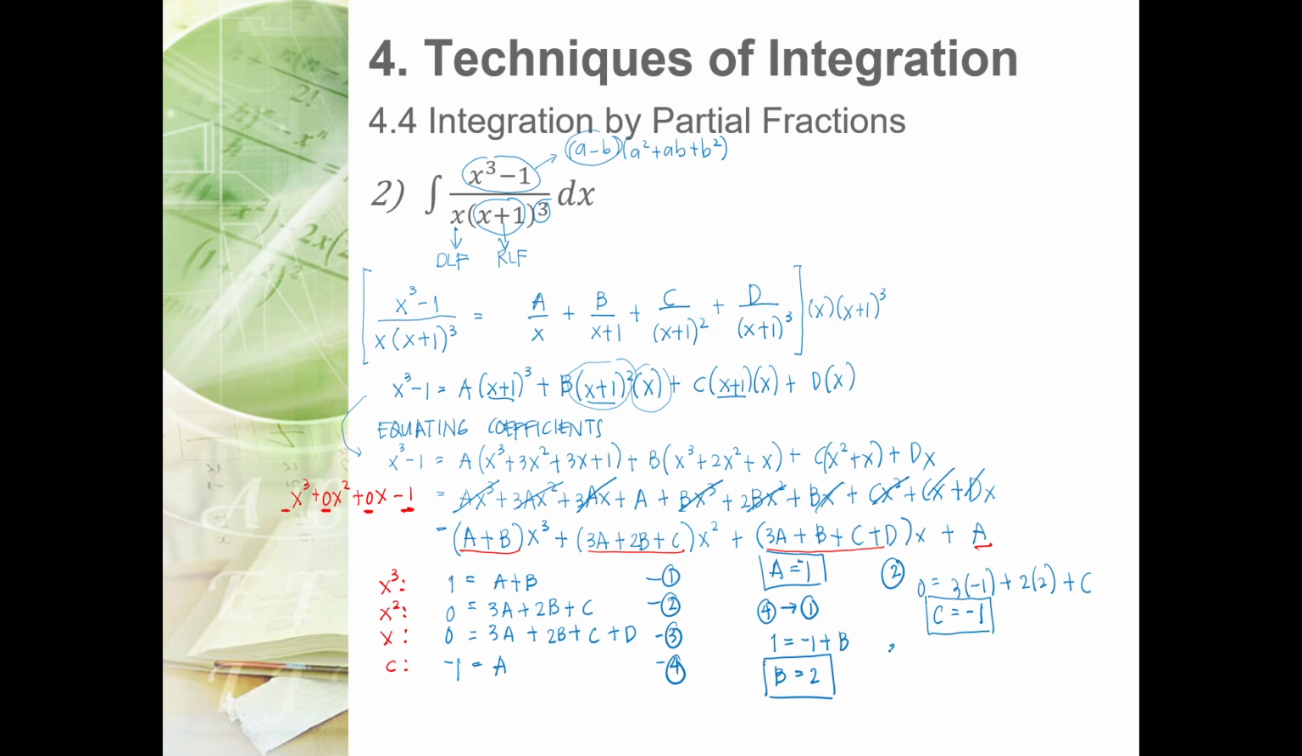So using equation 3 now, so we have 0 equals 3 times negative 1 plus 2 times 2 plus negative 1 and then plus d. So d is equal to 2. So negative 1, 2, negative 1, and then 2.